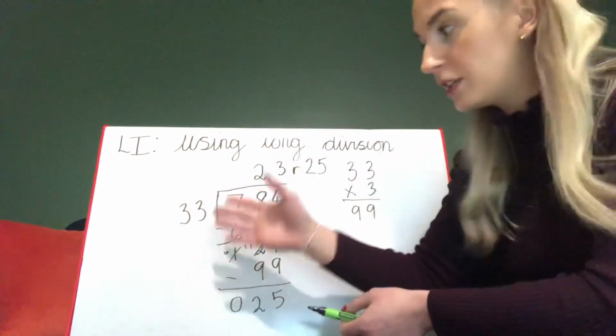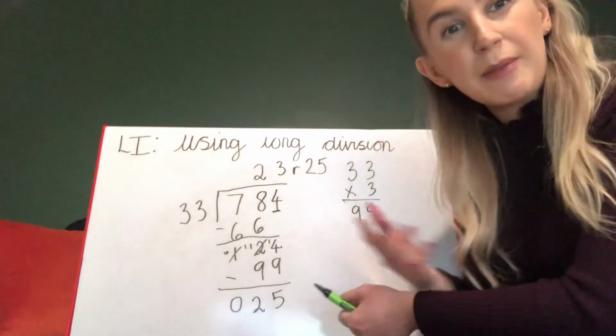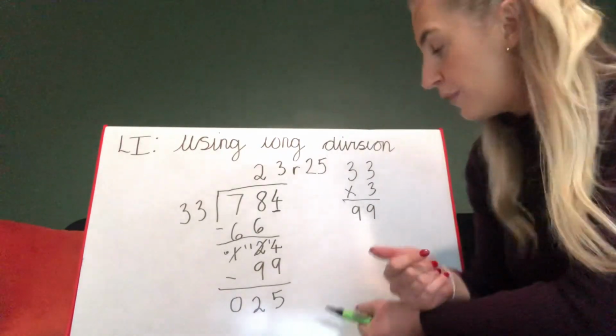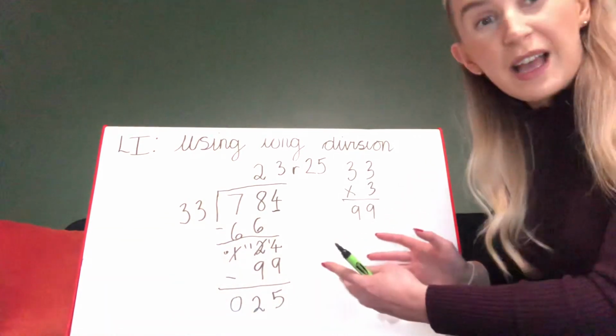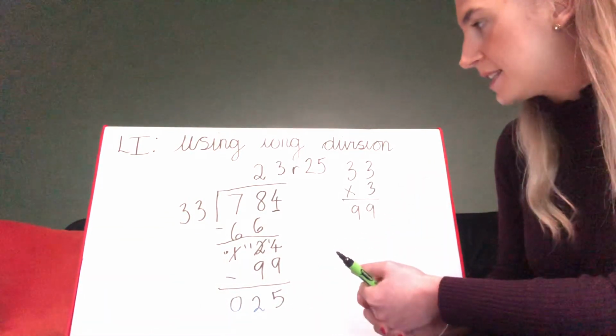So it's just about looking at the numbers and making estimations about how many times you think it's going to fit in. If it means that you've got to do 4 or 5 calculations at the side of your working out, that's okay, if that means you're getting the right answer.